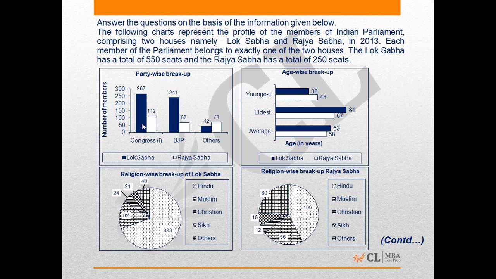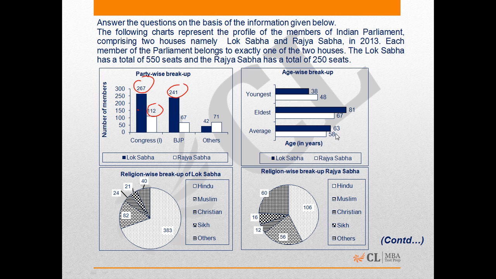Here the total number of members in Lok Sabha from Congress party was 267, and that in Rajya Sabha was 112, and that of BJP in Lok Sabha 241 and in Rajya Sabha 67.